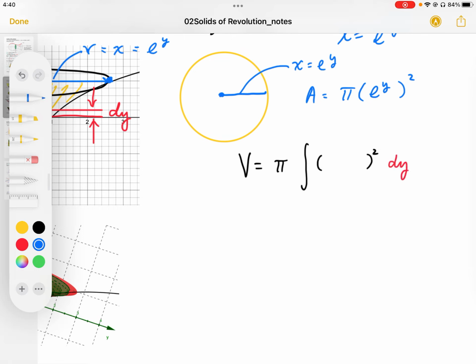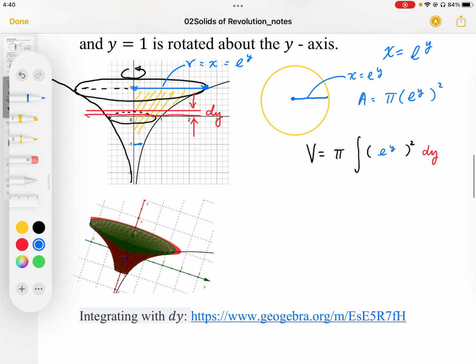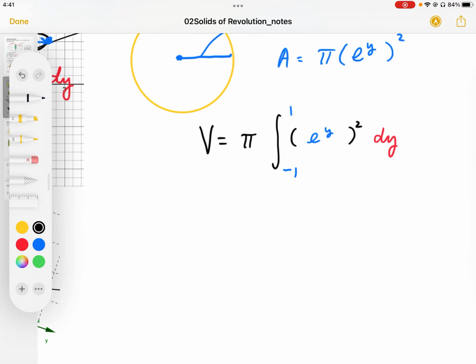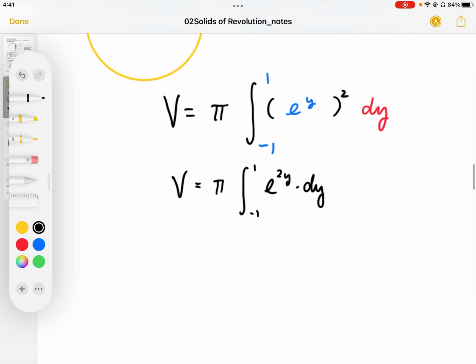My radius was e to the y. And I'm going to integrate this. Well, my bounds of integration work with this as well because my bounds have to be in terms of the same variable. It's going to be from -1 to +1 along the y-axis. So there it is. There's my expression for volume. I can now work this out. I can simplify this first of all to e to the 2y dy. Again, notice that the integral is in terms of y and dy, which is compatible.